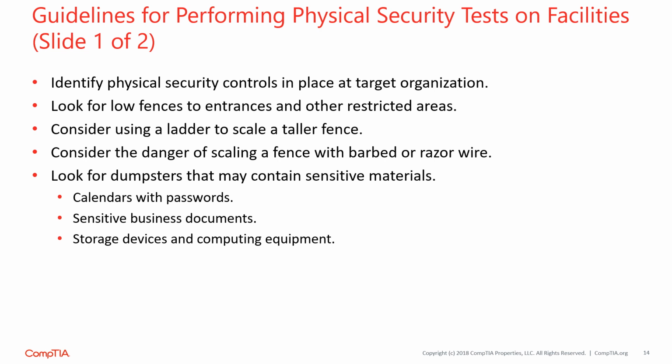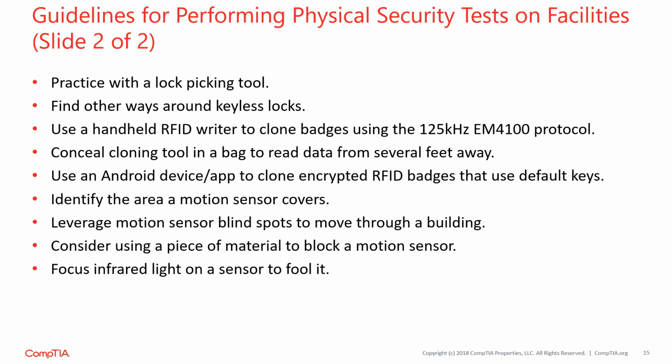Look for dumpsters that may contain sensitive materials, let's say calendars with passwords, or business documents that are being thrown in the garbage, or storage devices and computing equipment. Also practice with a lock picking tool, find other ways around keyless locks, and use a handheld RFID writer to clone badges. Conceal the cloning tool in a bag to read from several feet away. You may also use an Android app to clone encrypted RFID badges, which use default keys.